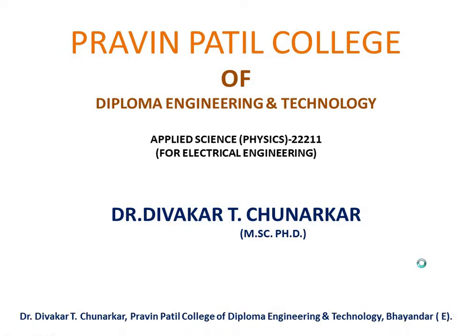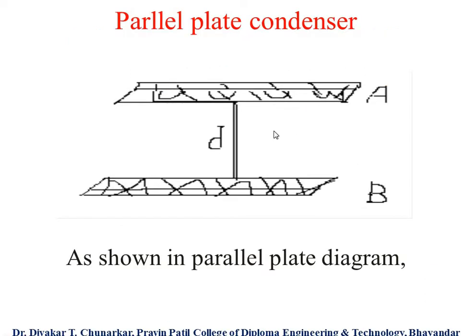Today I explain our parallel plate condenser. So this is the diagram of a parallel plate condenser. Here we have to use two plates. This is plate A and plate B. This plate is a copper plate. So in a parallel plate condenser we have to use copper plates and these plates are parallel to each other.